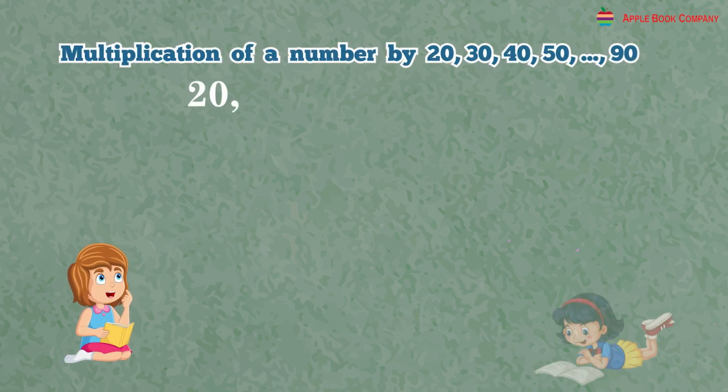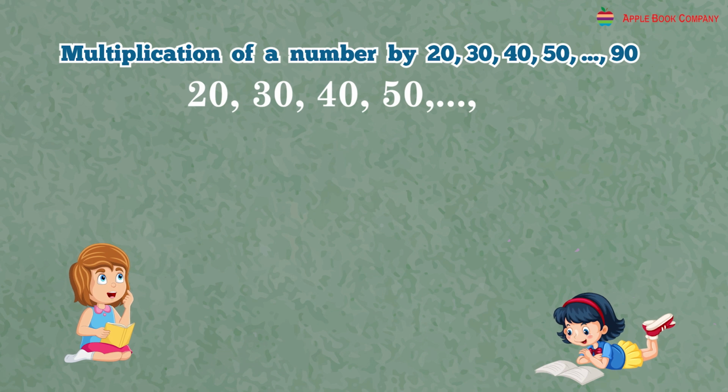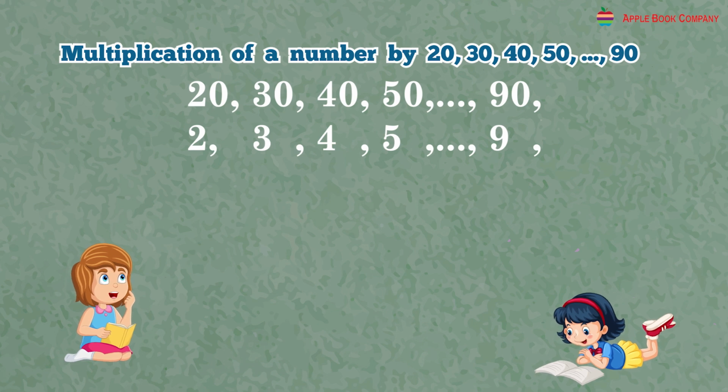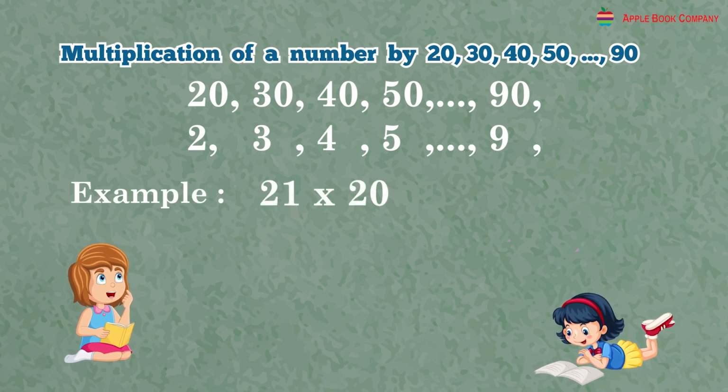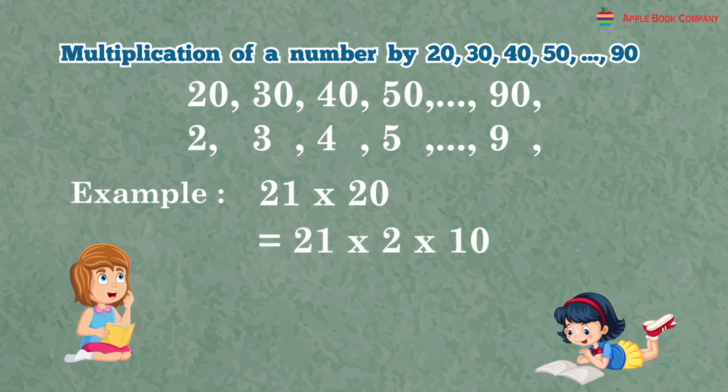Multiplication of a number by 20, 30, 40, 50 and so on till 90. To multiply a given number by 20, 30, 40, 50, so on till 90, we multiply by 2, 3, 4, 5, so on till 9 respectively, and put the 0 to the right of the product of the number. Example, 21 multiplied by 20 is equal to 21 multiplied by 2 multiplied by 10, which is equal to 420.